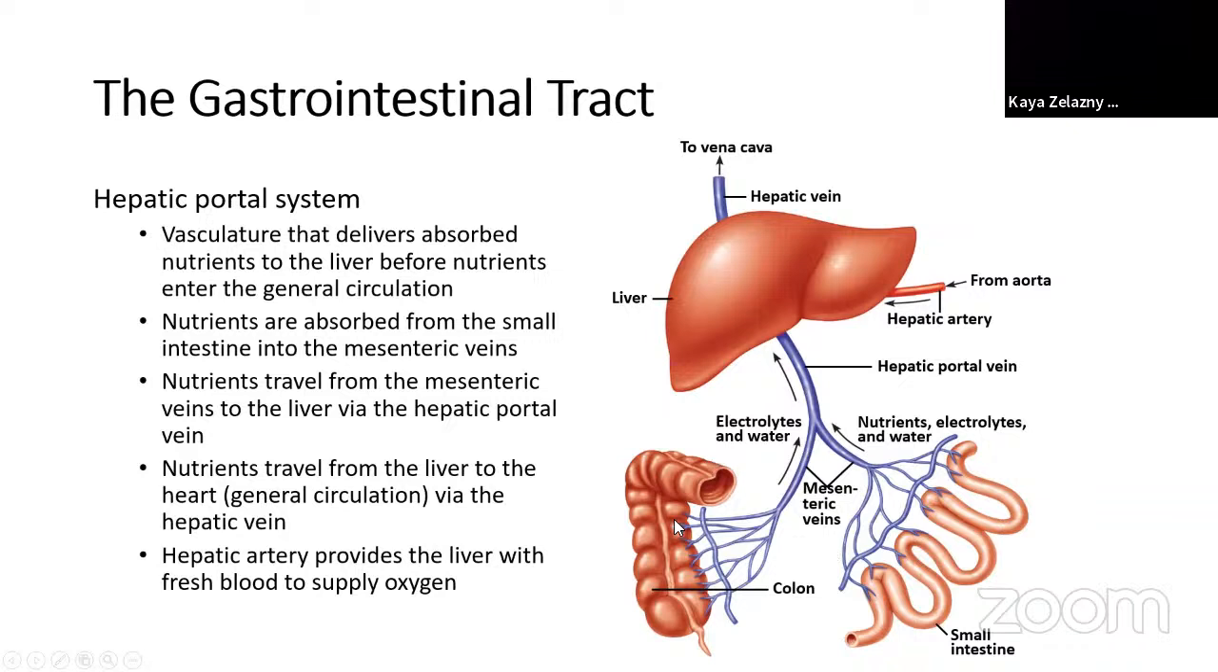Don't worry about memorizing all the branches of the vasculature, but do know that those nutrients and whatever we're absorbing from our GI tract are going into the veins, which are ultimately part of this portal system. So they're going into the portal vein and into the liver. Okay, so this is where this processing is happening.